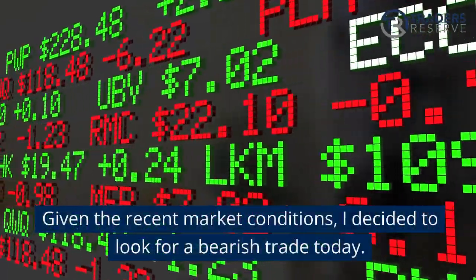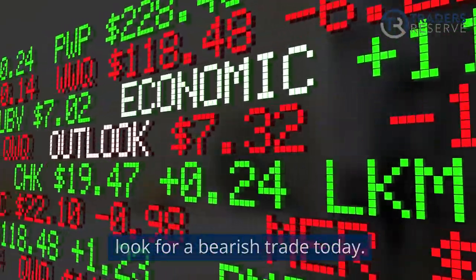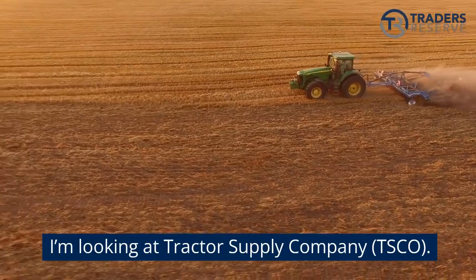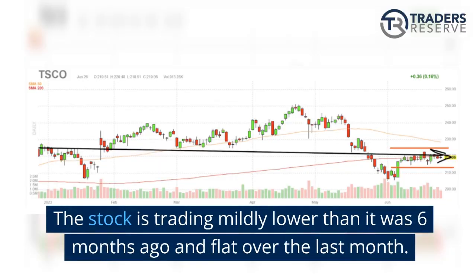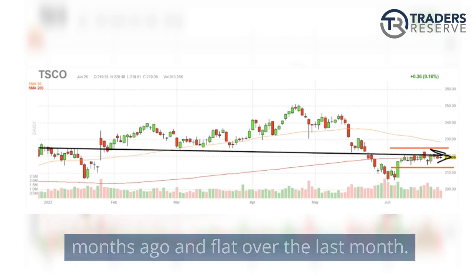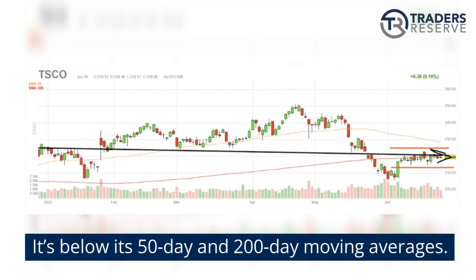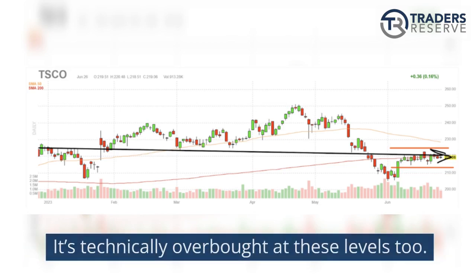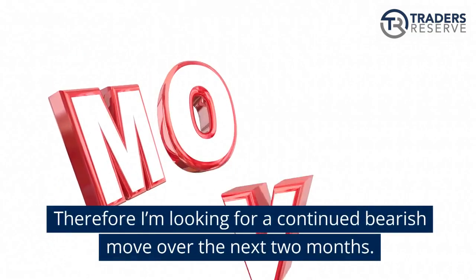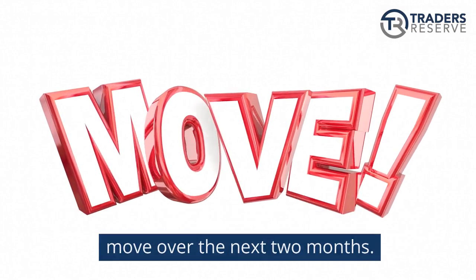Given the recent market conditions, I decided to look for a bearish trade today. I'm looking at Tractor Supply Company, TSCO. The stock is trading mildly lower than it was 6 months ago and flat over the last month. It's below its 50-day and 200-day moving averages. It's technically overbought at these levels too. Therefore, I'm looking for a continued bearish move over the next 2 months.